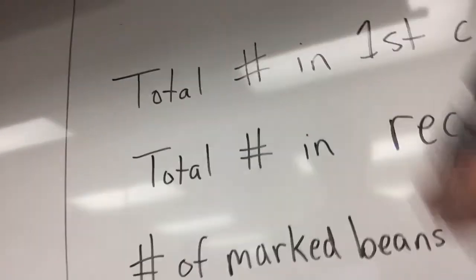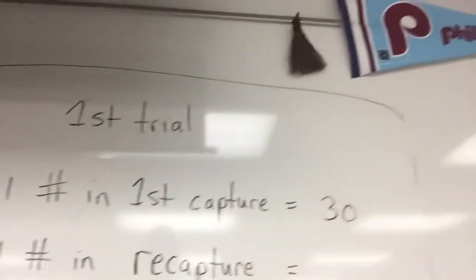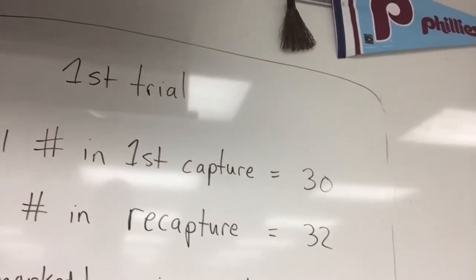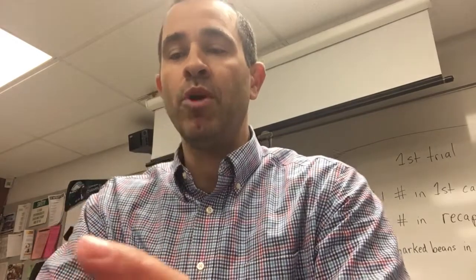So we'll go back to our data table. For the number in the recapture, there were 32 beans in the sample, the organisms that we sampled. And the number of beans that were marked and recaptured were 8. That's the number of red kidney beans in that second handful. So we had 30 individuals captured the first time around, put them back out into the wild after we marked them, and captured a second sample of organisms. There were 32 organisms in that sample. Of those 32, 8 were marked, 8 were kidney beans, 8 were organisms that we caught before.